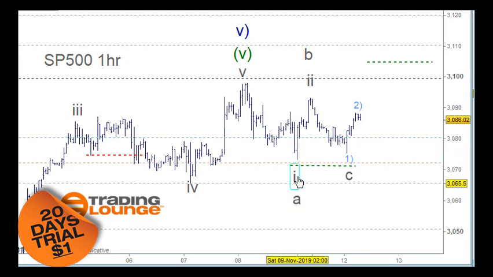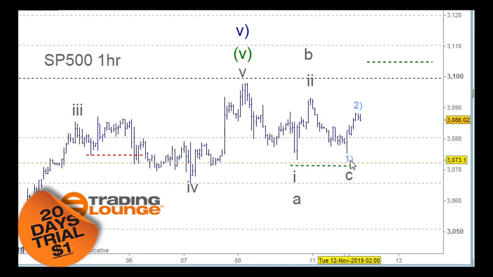So this can also be wave A here, and then we've got our little ABC here for wave 2 or wave B. And so that means that the move down through here can be wave C here as an A and a B and a C wave here, and then we can just go straight up from this point.